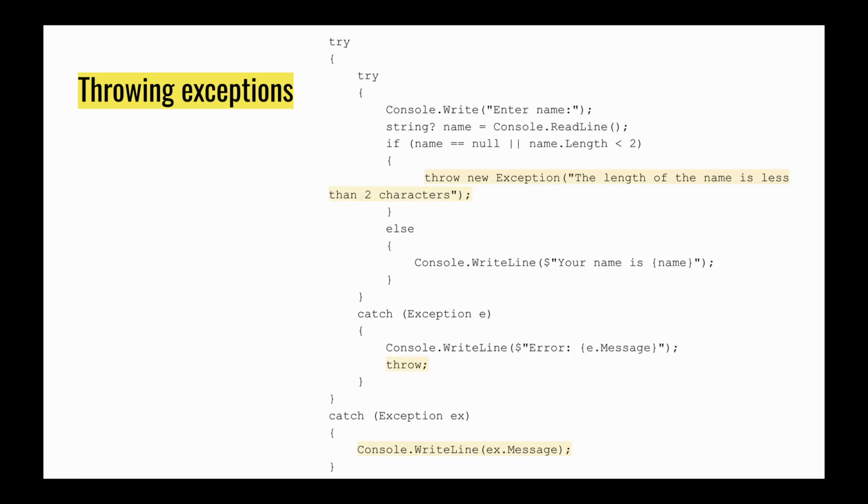But there is also another form of using the throw operator when no exception object is specified after this operator. In this form, the throw operator can be used only in the catch block. In this case, when entering a name with a length of less than 2 characters, an exception will occur, which will be handled by the internal catch block. However, since this block uses the throw statement, the exception will be passed on to the outer catch block, which will catch the same exception and output the same message to the console.